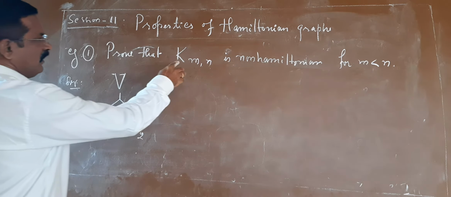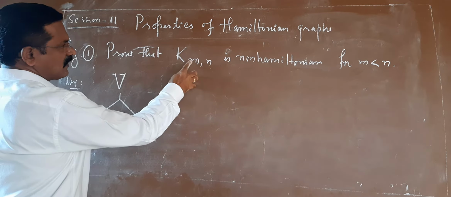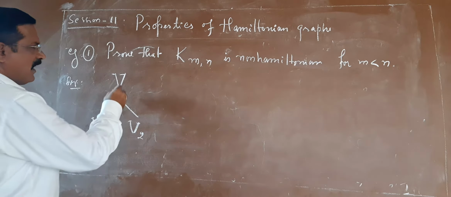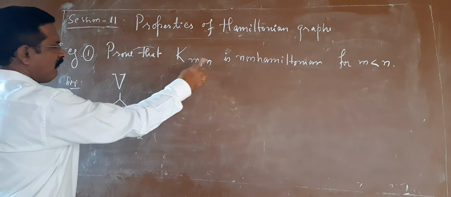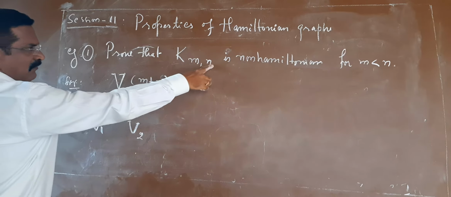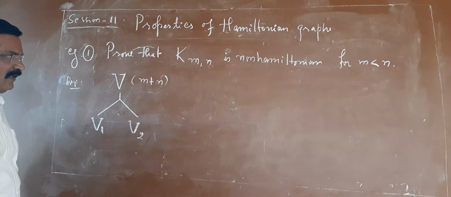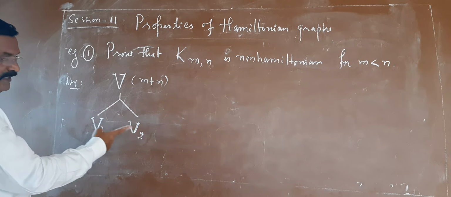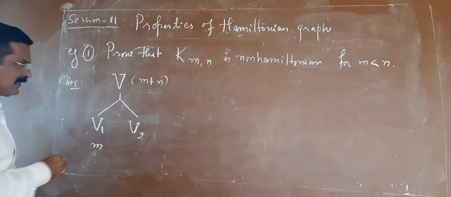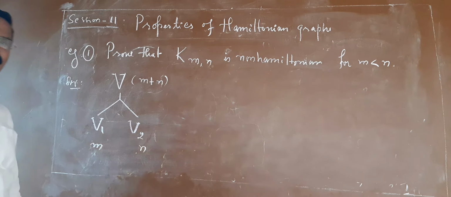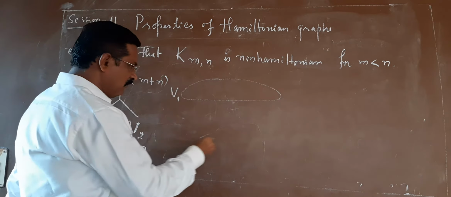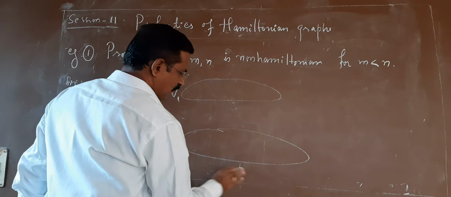Now, instead of the graph, it is given as K_{m,n}, a particular graph, the complete bipartite graph with m and n. It implies the total number of vertices in this graph is m plus n. So this graph is partitioned into two disjoint subsets V1 and V2, in which V1 contains m vertices and V2 contains n vertices.